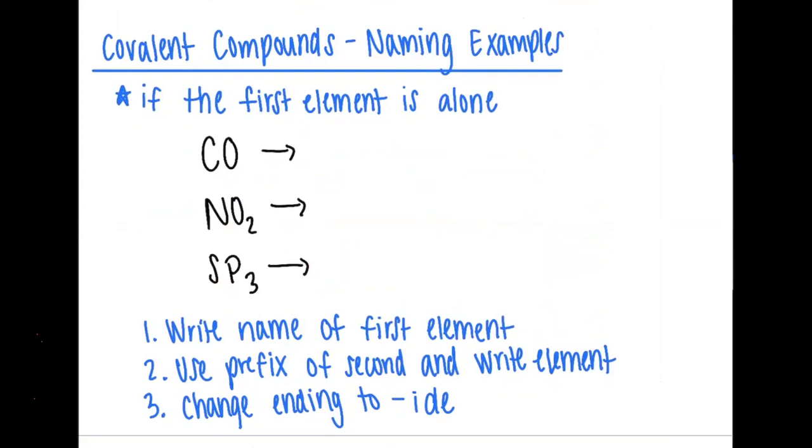Yes. Perfect. McEwen, I'm going to do this first one. If the first element is alone, step 1 says write the name of the first element, so this is carbon. Step 2 says use the prefix of the second and write the element. The prefix for 1, since it's by itself, is mono, and I'm going to write oxygen, O-X-Y-G-E-N. Rule 3 says I'm going to change that ending to an IDE, so I erase the YGEN and change it to IDE. So CO becomes carbon monoxide.